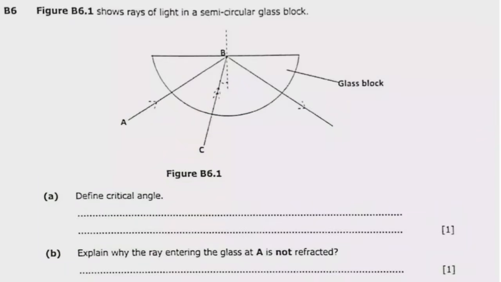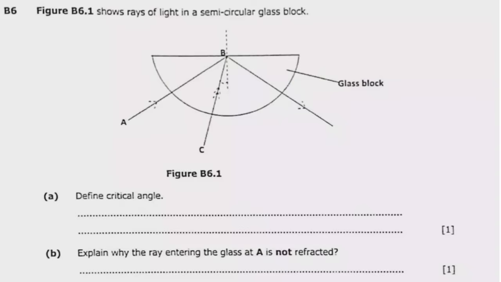Now to question 6. Question 6 is as follows. Figure B6.1 shows the rays of light in a semicircular glass block. We can take time and study the diagram. Now once we have studied the diagram, we can go to question A, which is 6A: define critical angle.